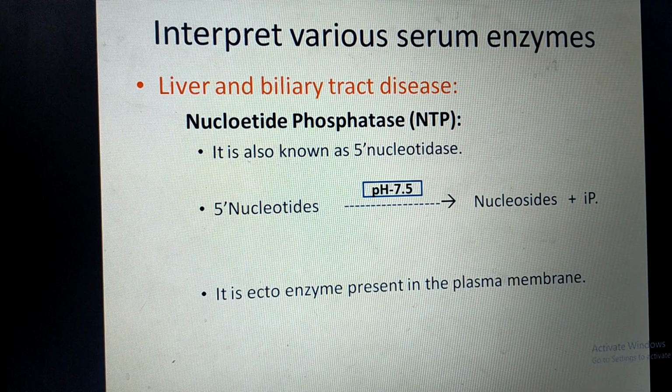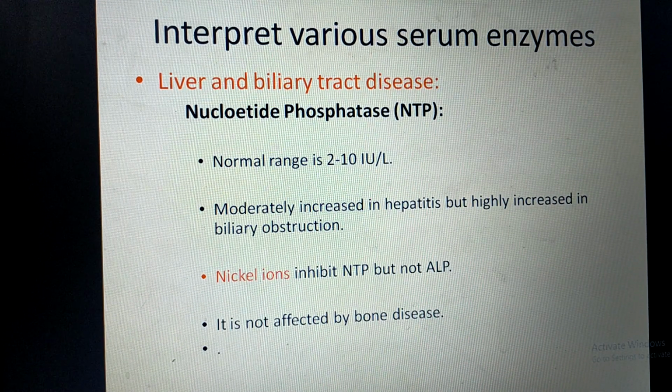Another enzyme is nucleotide phosphatase, NTP. It is also known as 5' nucleotidase. It acts on 5' nucleotides at pH 7.5 and removes the phosphate bond and converts it into nucleosides. It is also an ectoenzyme and present in the plasma membrane. Its normal range is 2 to 10 international units per liter. It is moderately increased in hepatitis but highly increased in biliary obstruction. So this enzyme is also used for the diagnosis of obstructive type of jaundice, like alkaline phosphatase.